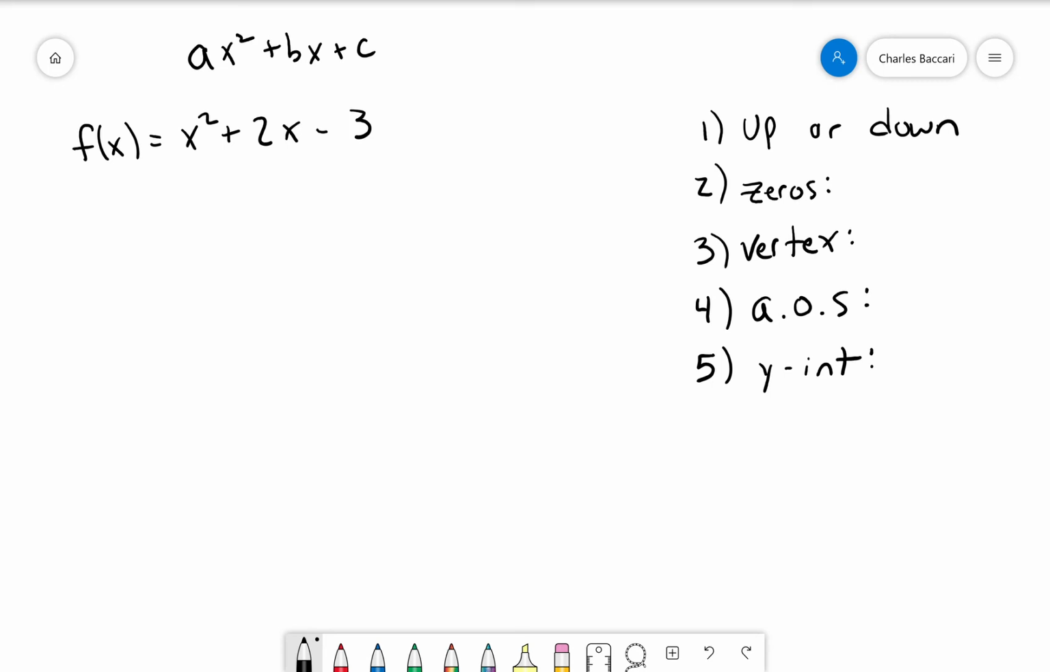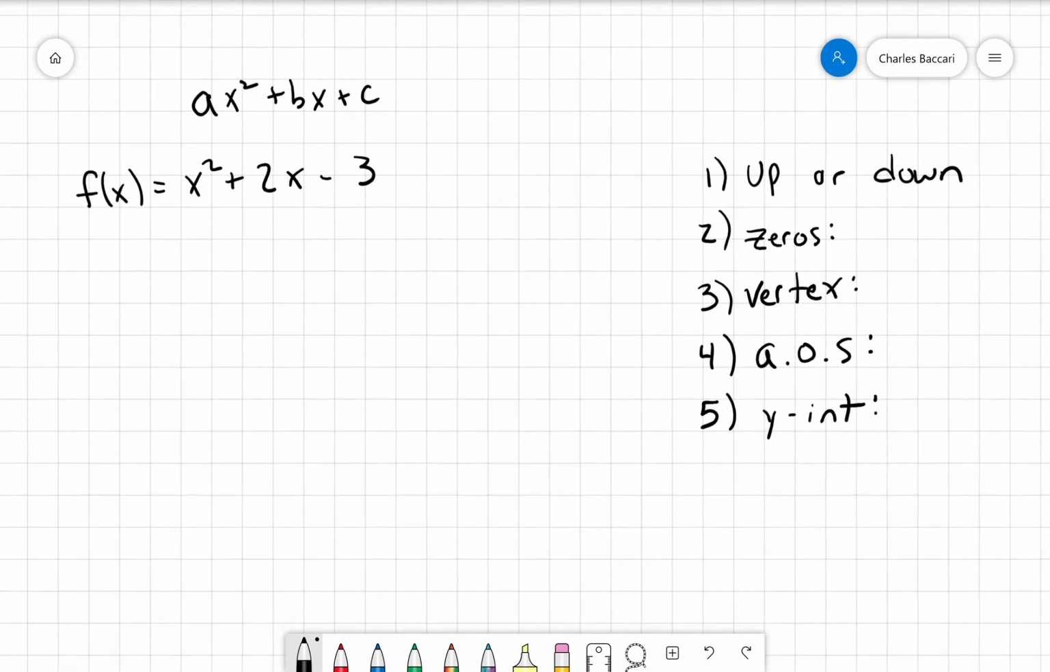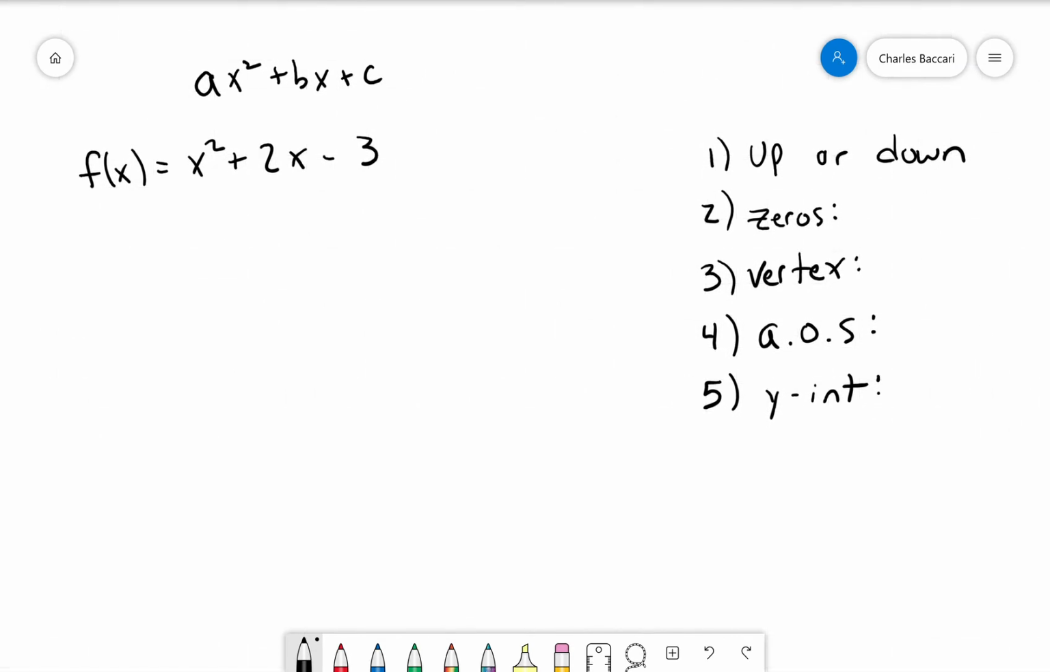Okay, guys, so we're going to do an example problem based on the notes, and we're going to figure out the up and down, zeros, vertex, axis of symmetry, and the y-intercept. So let's go down the checklist. The first thing we want to do is see if it's an upward or downward facing parabola. Well, this is a 1 technically, which is positive, so a is greater than 0. So based on our last notes, we would have an upward facing parabola, so we know the shape will be something like this.